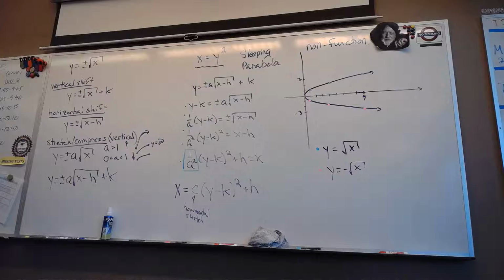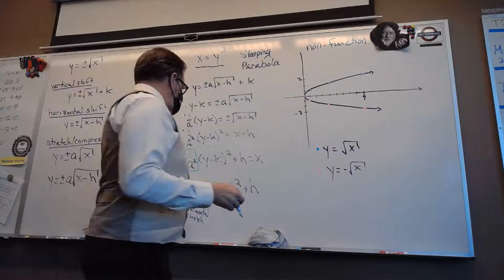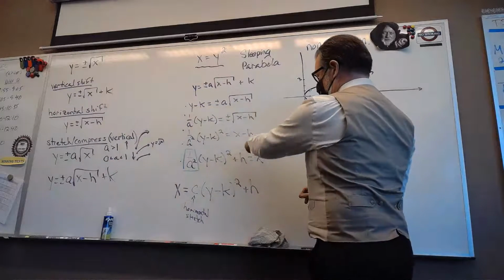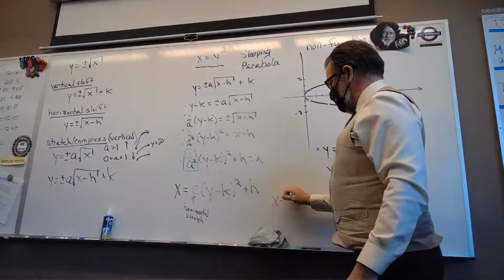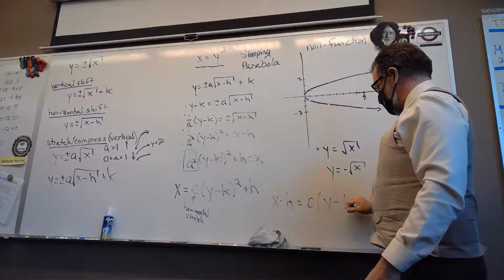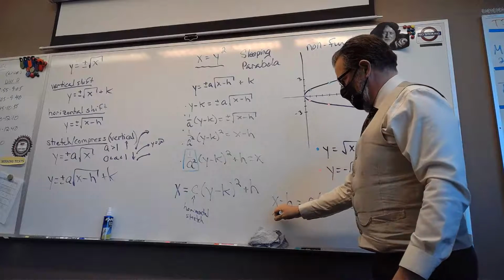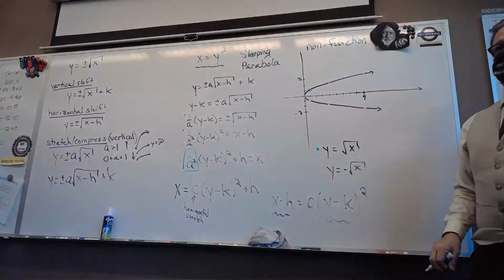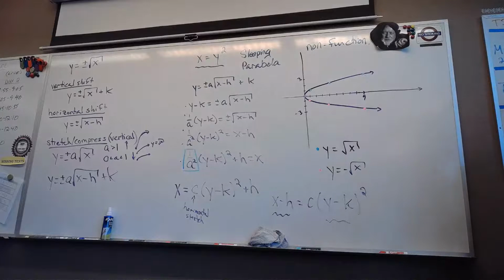Guys, also notice that if I move the h to the other side, and if I go back up to here, I get that x minus h equals c times y minus k squared. And notice again, if I put the transformation with its letter, then it's always minus. The reason it's the other way around normally is because we write everything as y equals so that we can stick it into our calculator.